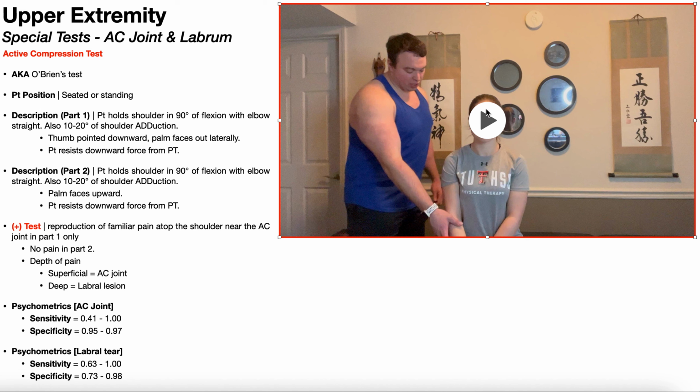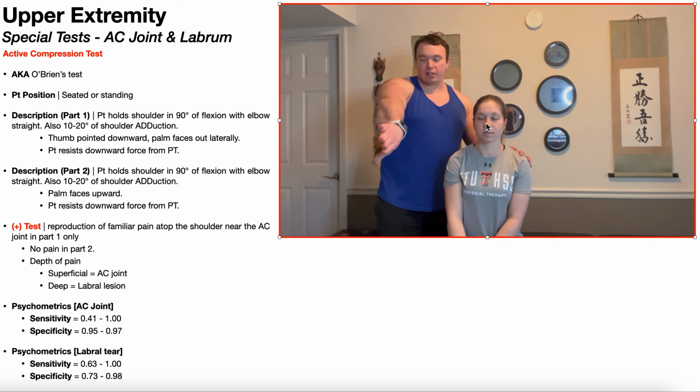It's done in two parts or positions. For part one, the patient's going to hold their shoulder in 90 degrees of flexion with the elbow straight. Very important is that the thumb points downward with the palm facing out laterally. You may have to demonstrate this or even help the patient into this position if they don't understand it. Once they have this position, you're also going to position their shoulder in about 10 to 20 degrees of shoulder horizontal adduction. So that just means moving their shoulder in a little bit like this.